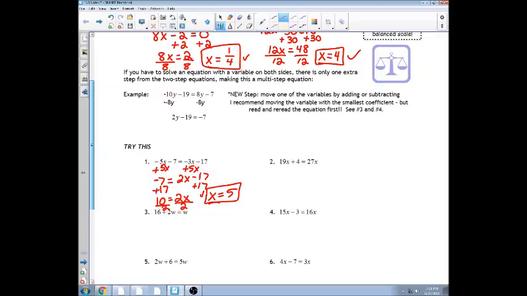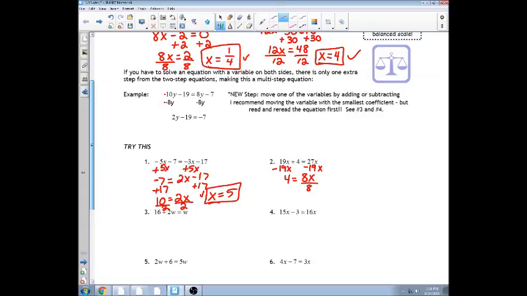Okay. Problem number 2. Here, this is one time where you want to be careful in which one you move. If I move the 27 over to the 19, then I would have to move the 4 back over to the other side. I really don't want to do that. So what I'm going to do is take the 19x and move it to the 27, which would leave me with 4 is equal to 8x.